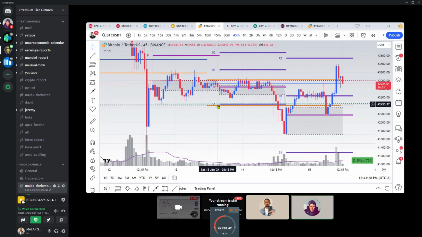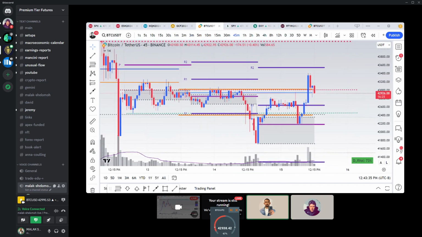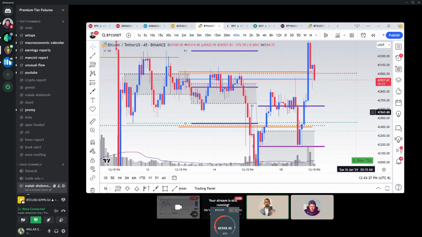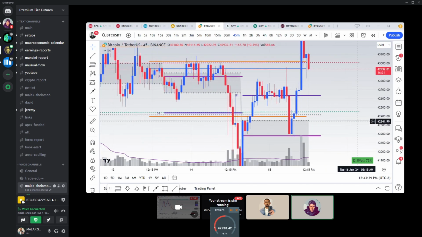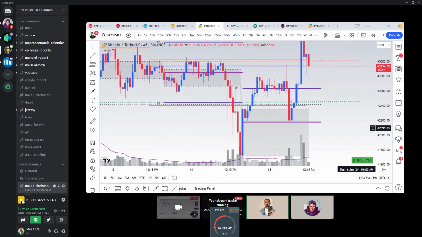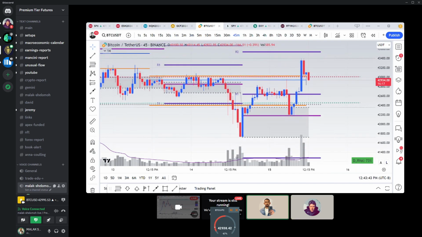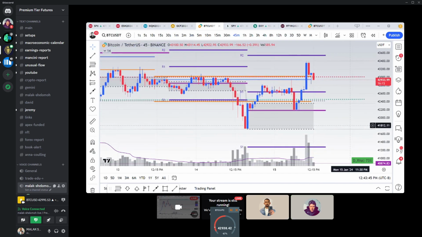And S1 happens to have confluence with value area low. We actually came down to almost S4. Yeah, it dropped pretty hard. So then looking at what happened today, this would have been that big V reversal. It came up to R1 and it broke R1 and then it made it almost all the way to R2. So that's very bullish.